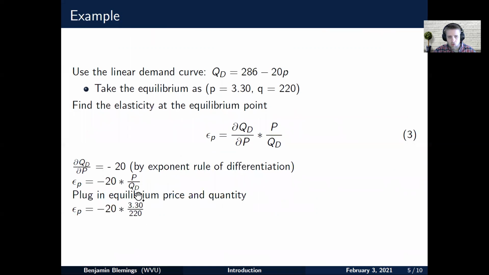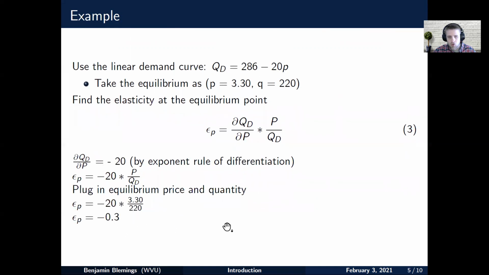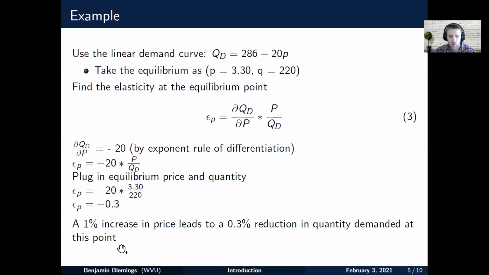We can plug those in and simplify this expression until we get the price elasticity of this demand curve at this point on the demand curve, which is negative 0.3. I want to talk a little bit about that in the next slide. But remember, it's important to interpret that number. A 1% increase in the price leads to a 0.3% reduction in quantity demanded at this point on the demand curve. It's important that you know that.